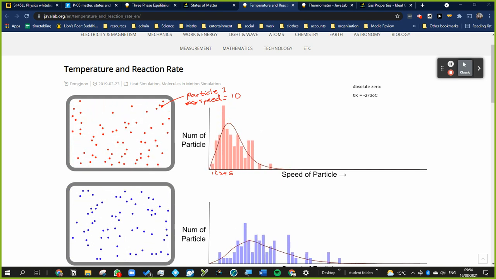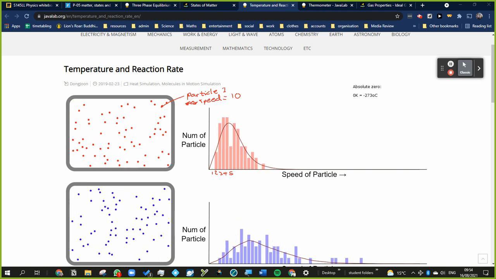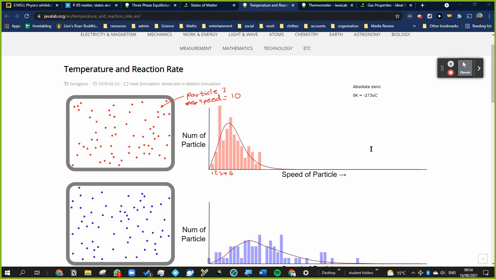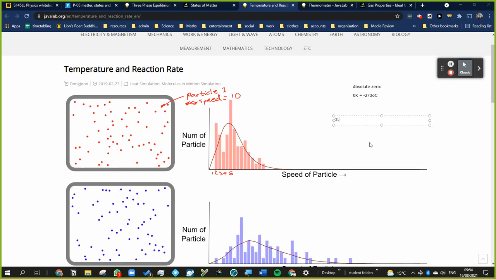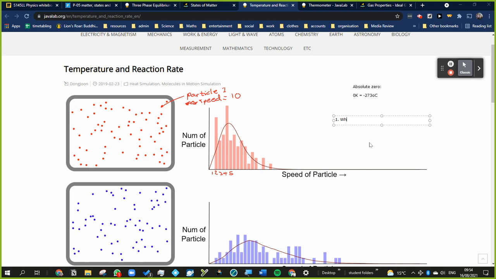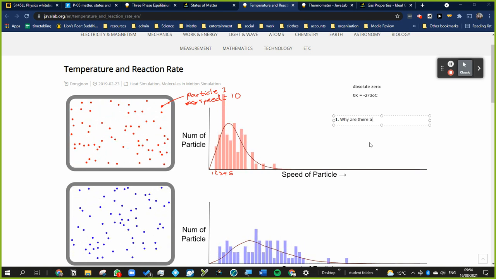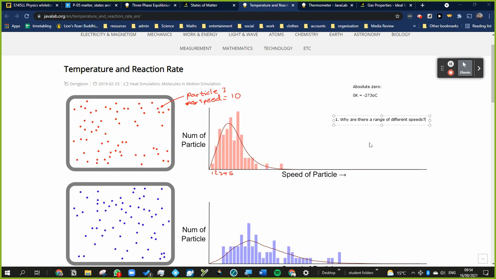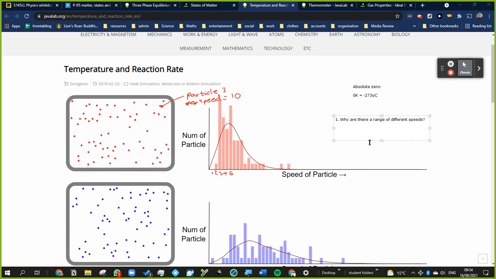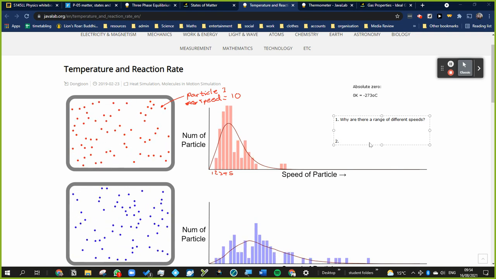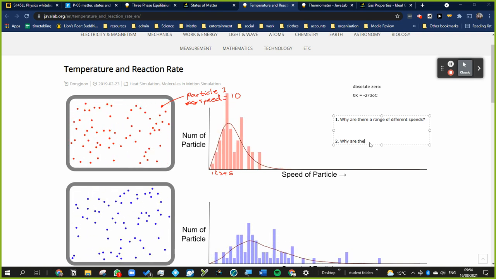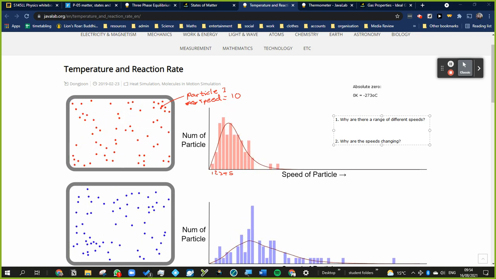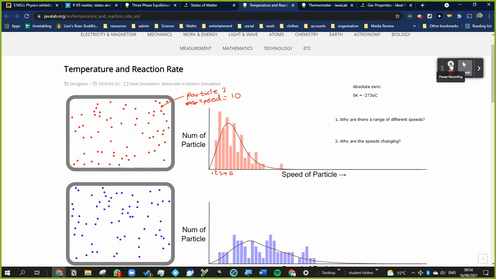So why do you think the speeds of the particles might be changing? Let me just write the two questions down, and we can think about how we can answer these. Question one is, why are there a range of different speeds? I'll leave a gap so we can write the answer in. Question two, why are the speeds changing? Okay, let's have a think about the reasons for that.